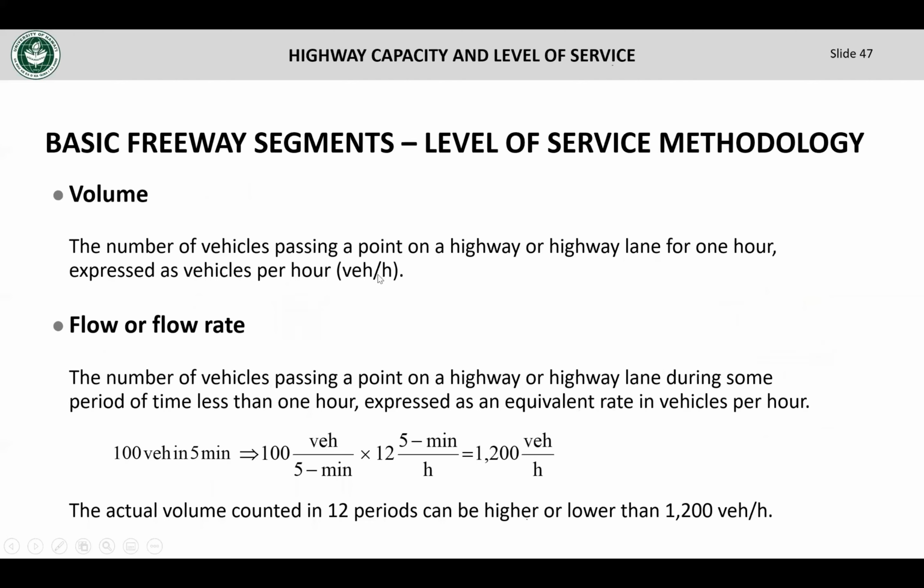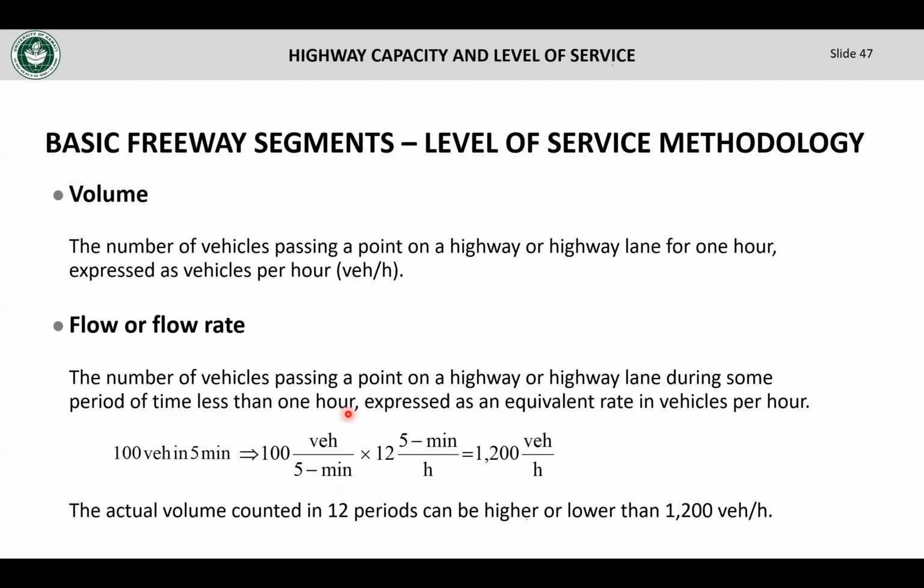That's the same thing we have defined before as flow, right? These are the definitions of the Highway Capacity Manual. They are very specific, and they define a flow or flow rate as the number of vehicles passing a point on a highway or highway lane during some period of time less than 1 hour, expressed as an equivalent rate in vehicles per hour. The key here is that we are taking a time that is less than 1 hour.